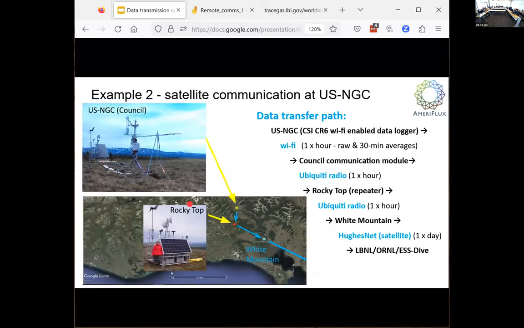All right, second example, and this is something that I do not know very well. I was hoping Sigrid would be here. She's coming back from Alaska where she was working on these systems.